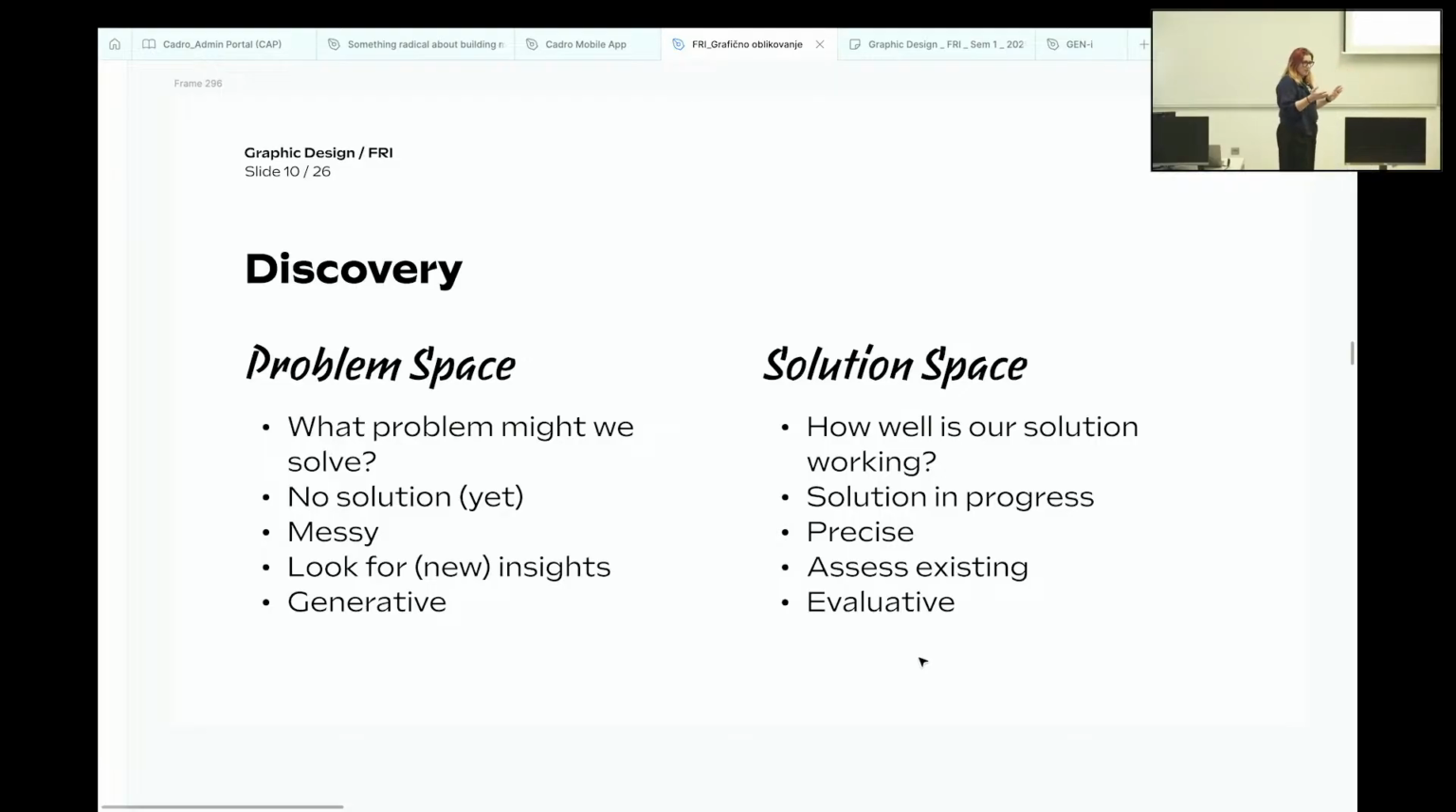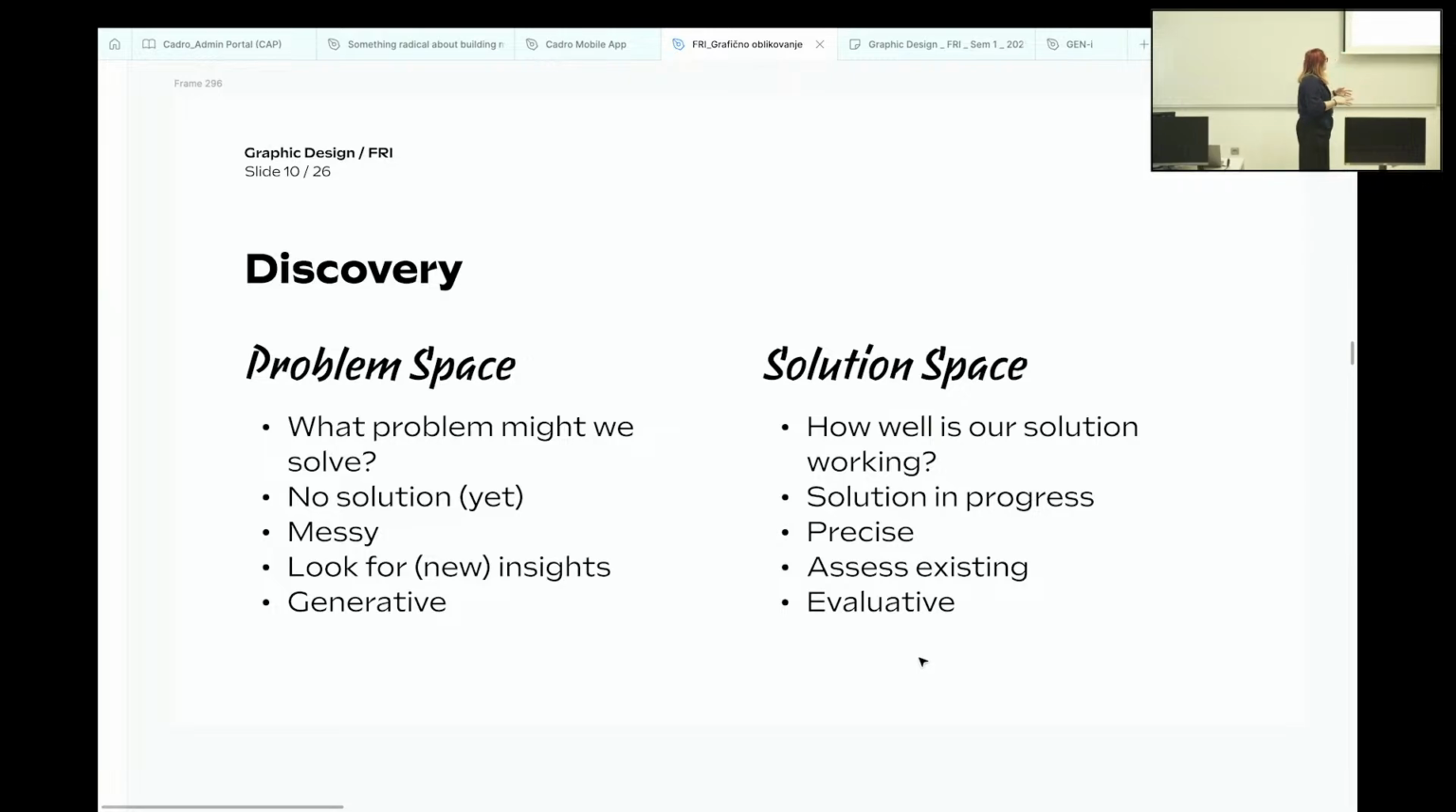So user testings are an example of discovery in solution space. We have already built something. Now we're testing this with people so we can see if it works, what they actually think of how we solve this. And we're assessing something existing, which also means it's an evaluation.